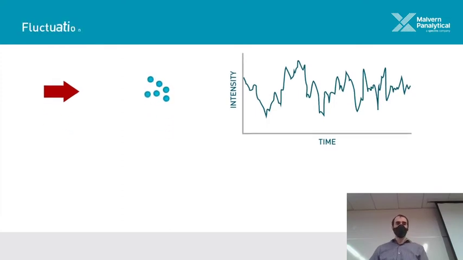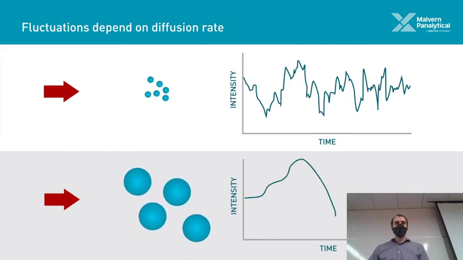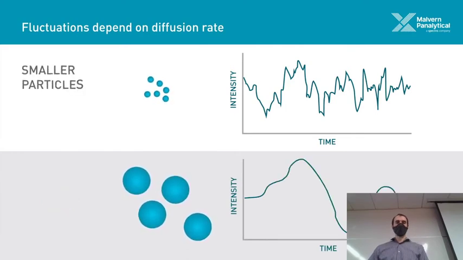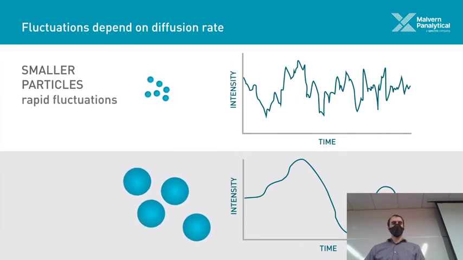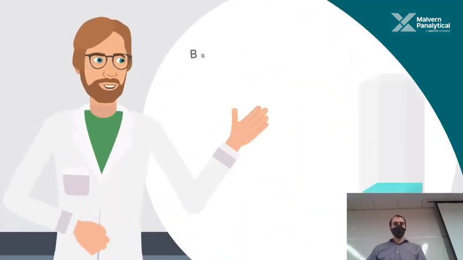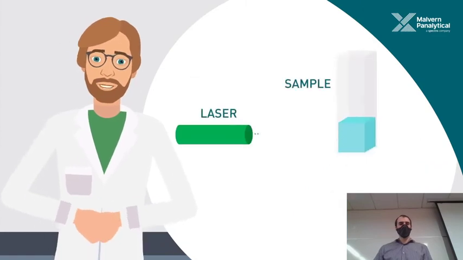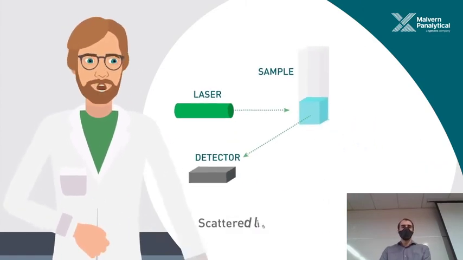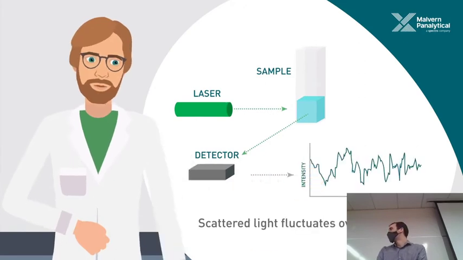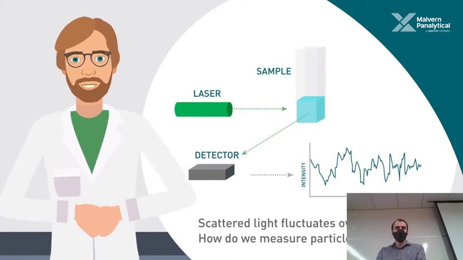The speed of these intensity fluctuations depends on the particle's diffusion rate. The smaller the particle, the more quickly it diffuses, which translates to more rapid fluctuations in scattered light, and vice versa. So, we've explained how Brownian motion affects dispersed particles of different sizes, and we've established how the scattered light will fluctuate over time. Now let's move on to explain how we measure particle size using this information.